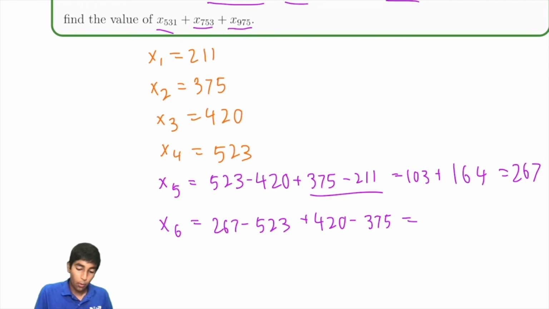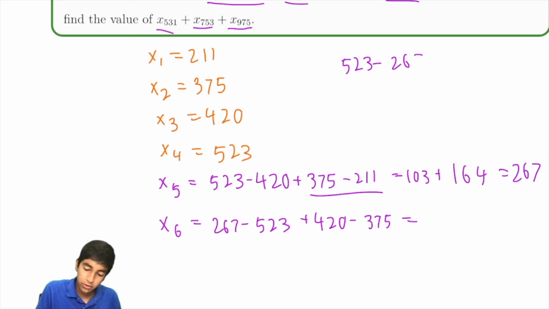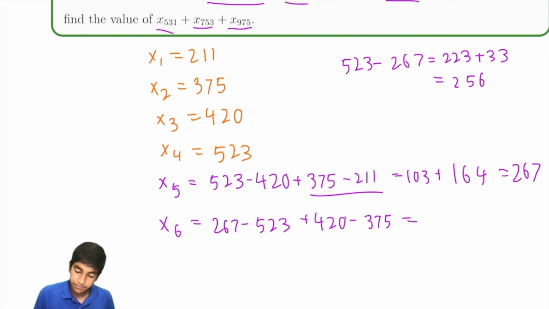Well, what is 267 minus 523? That's 523 minus 267. What is that, first of all? That's just 223 plus 33, which is 256, right? So then this will be the negative of that. Negative 256 plus 45, which is negative 211.